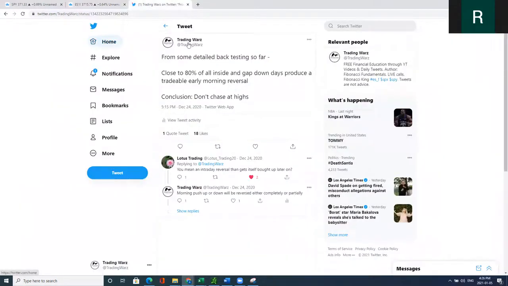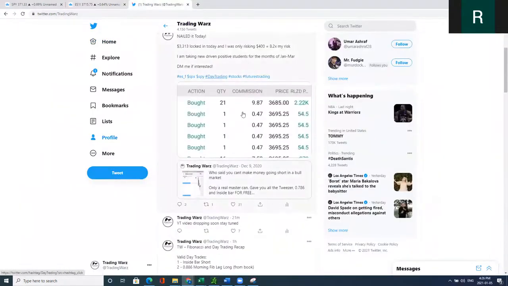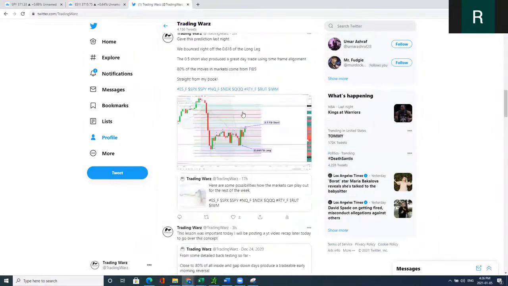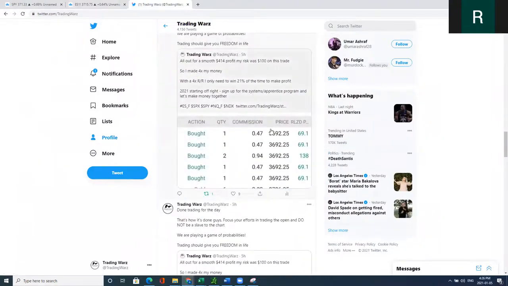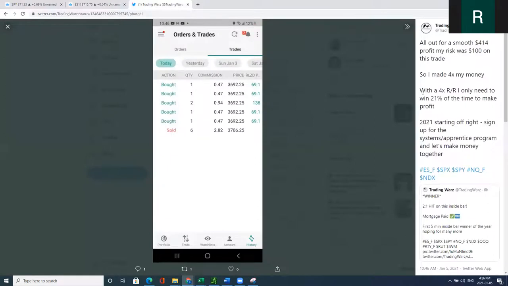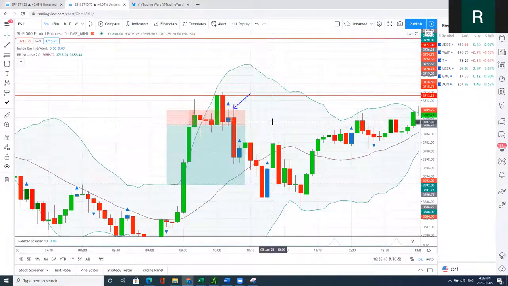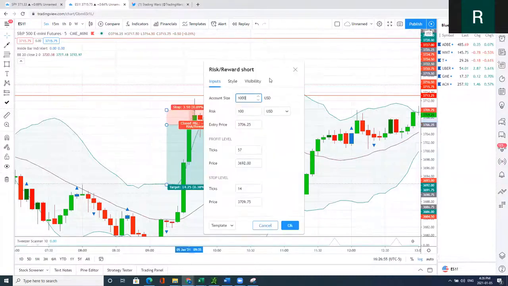So I'm going to show you guys the screenshots from my broker today. I was able to make a little bit over 400. I think it was $414. So here we go. Sold 37.0625. So 0625 is right here. And then my stop loss, like I said, was right here. So what I do is I look at the candle.